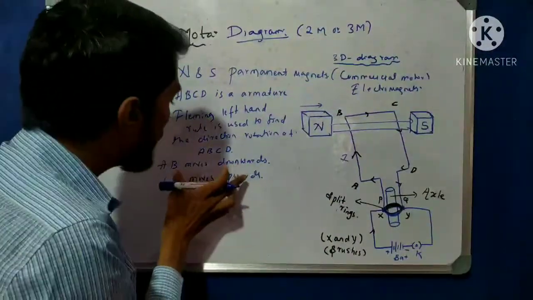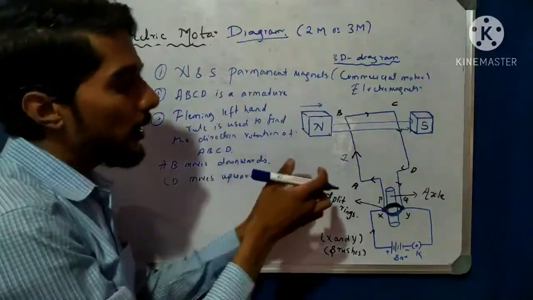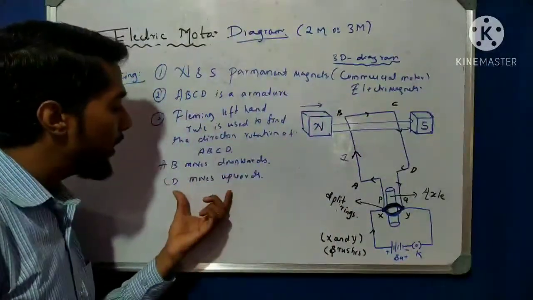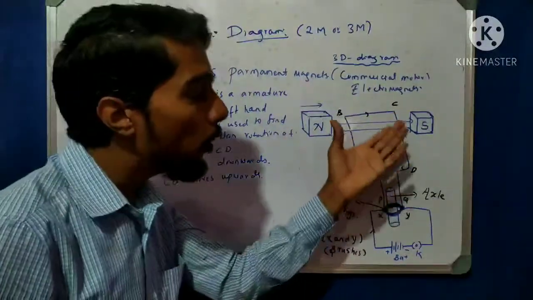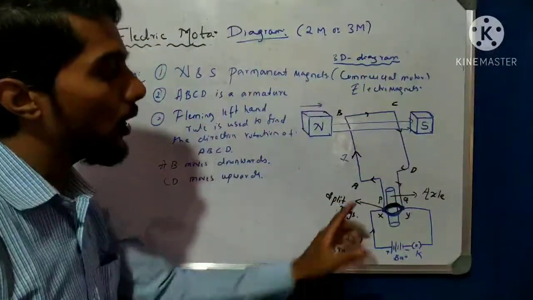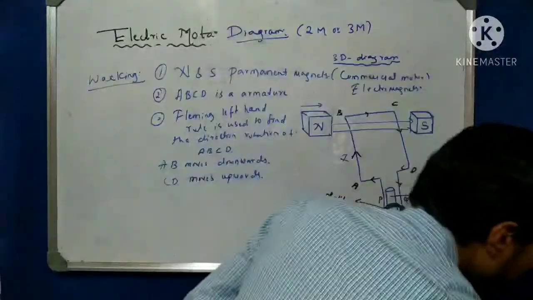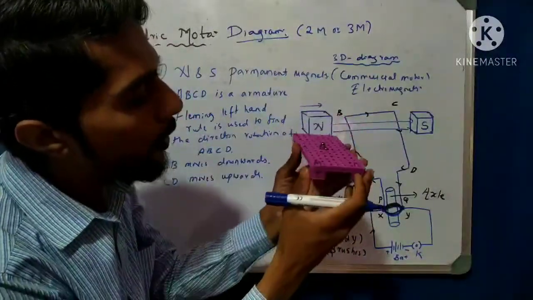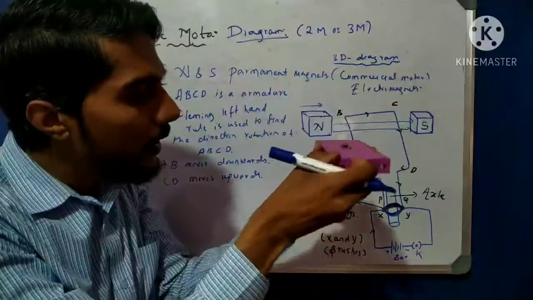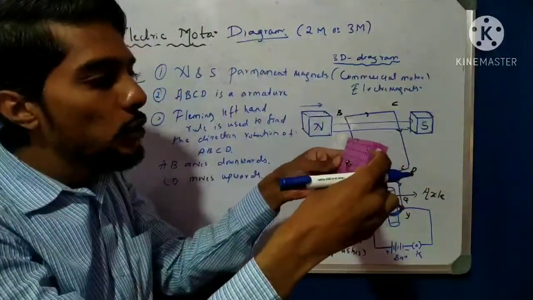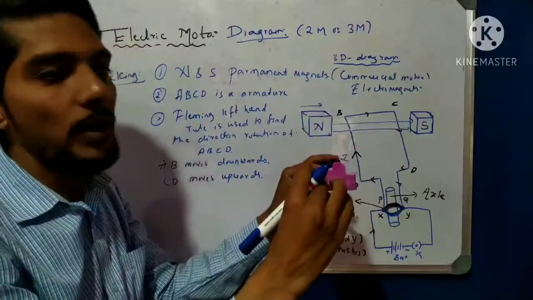So why does AB move downward? Because a downward force acts on AB. Why does CD move upward? Because an upward force acts on CD. So this is our coil. Now the current is downward on the AB side, so AB is downward, and automatically CD is upward. After that, observe, the coil rotates like that.